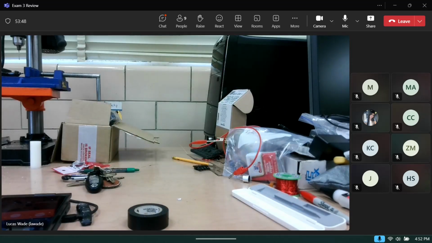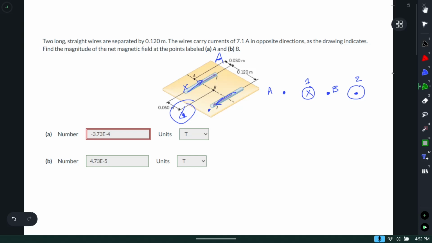So let me sketch that in. For wire 1, the field sort of circles around, something like that. It's not a very good circle, but the idea again was down to the left, up to the right. So at point A, B1 is upward. At point B, B1 is downward.